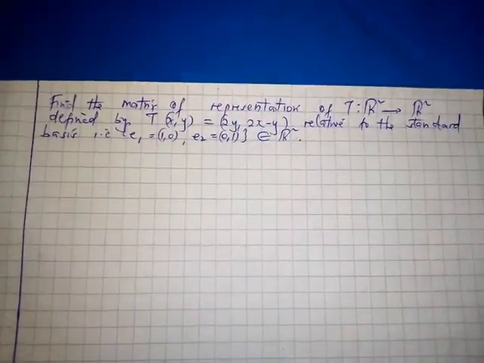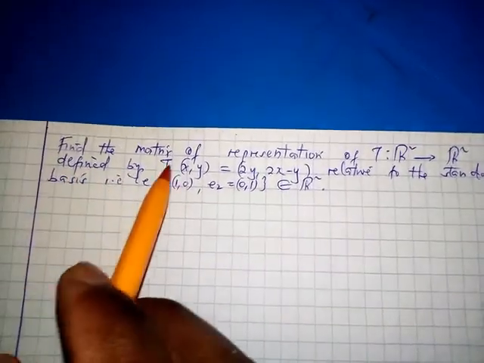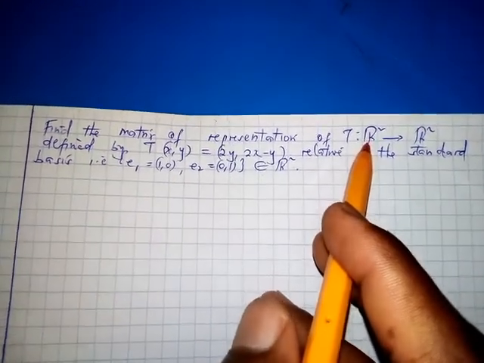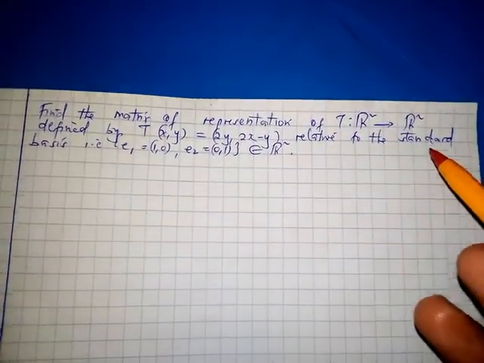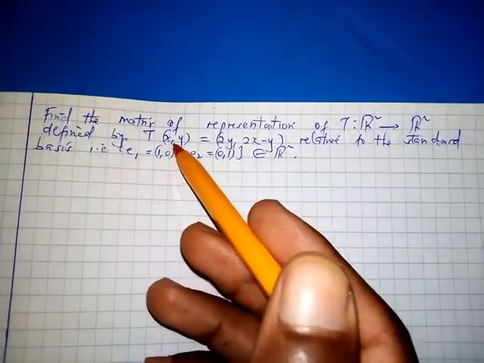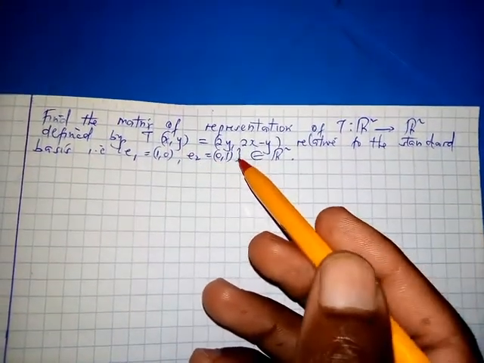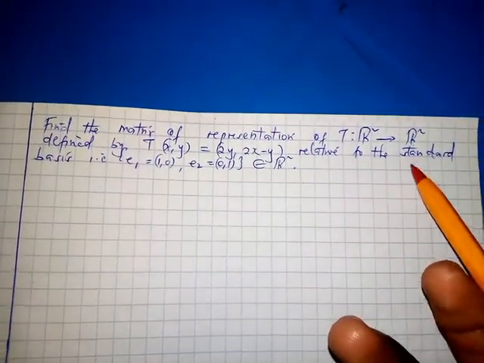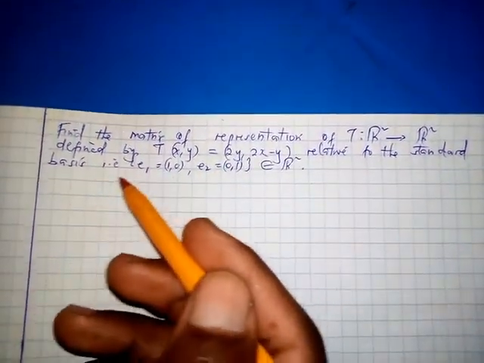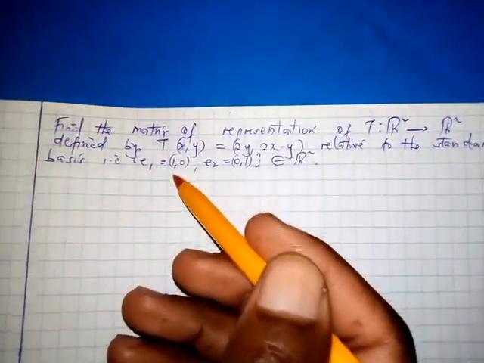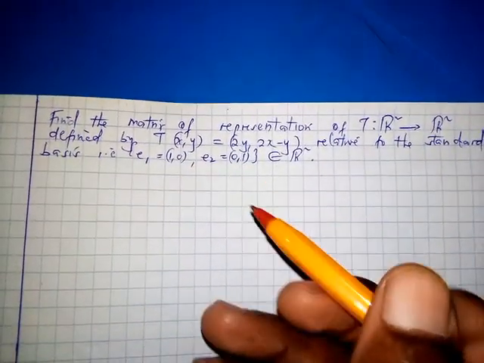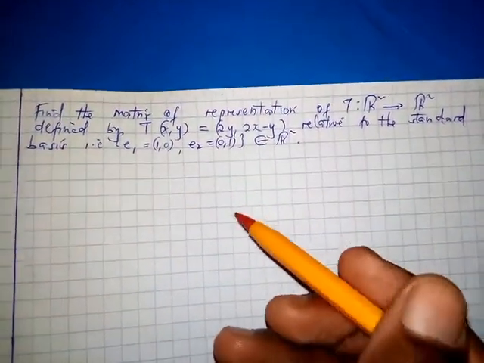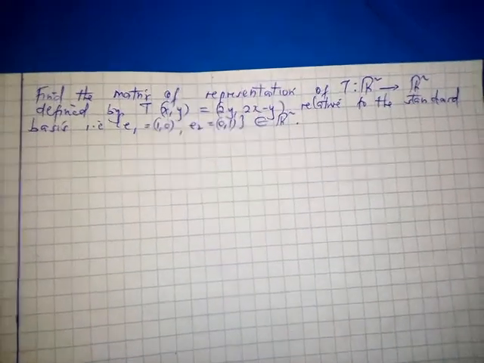Here's a problem. Find the matrix of representation of T from real space in two dimensions to real space in two dimensions, defined by T(x, y) = (2y, 2x - y), relative to the standard basis E1 = (1, 0), E2 = (0, 1), that belongs to real space in two dimensions. Solution.